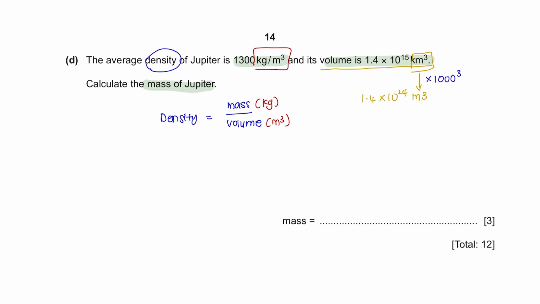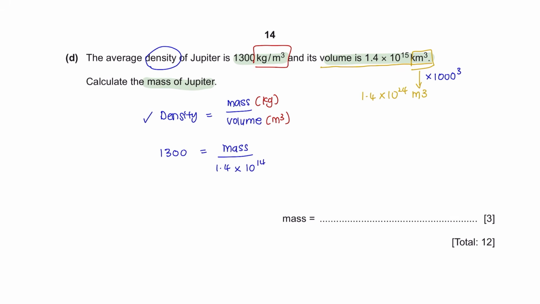Now let's substitute all the values that you have into the formula of density. Since you're looking for mass, just rearrange your formula and you will get the mass of Jupiter, which is 1.82 times 10 to the power of 27 units kilogram. Simplify this to 2 significant figures and you would get 1.8 times 10 to the power of 27 kilograms.